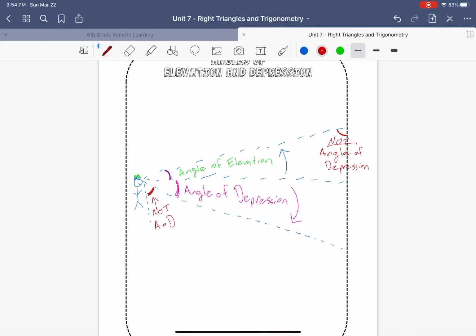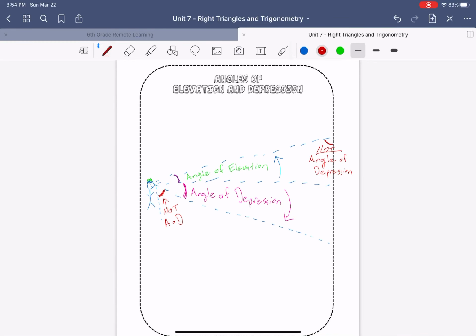Okay, so that's all we're going to talk about today. Just angle of elevation is from your horizontal going upward, and angle of depression is from the horizontal going downward. So the biggest part is to remember these are always based on your default horizontal eye line, okay? We don't walk around staring at the ground as we're walking. That's not our default. Our default is looking straight ahead on the horizontal.